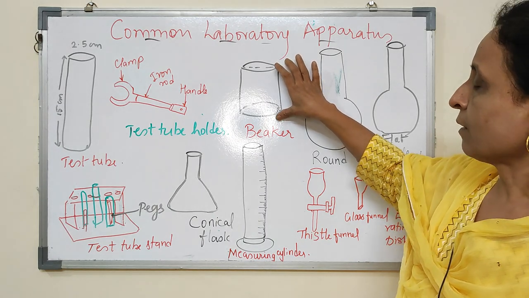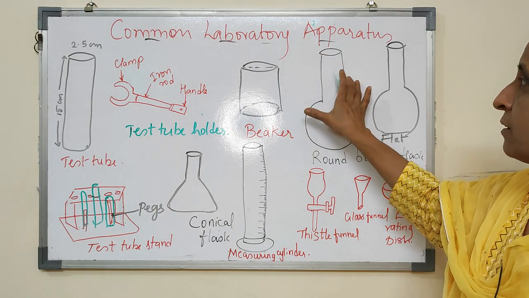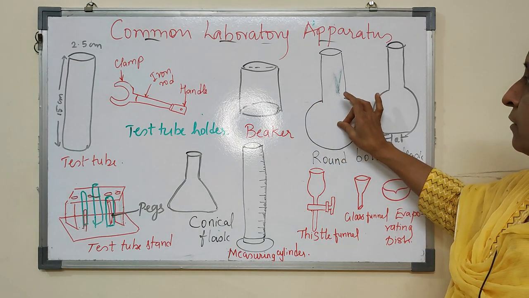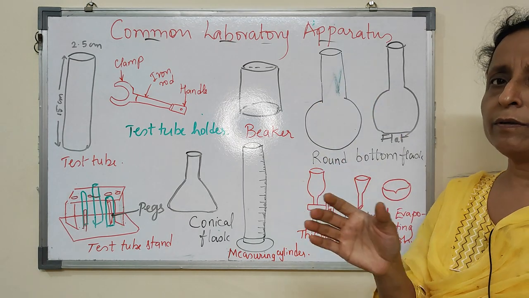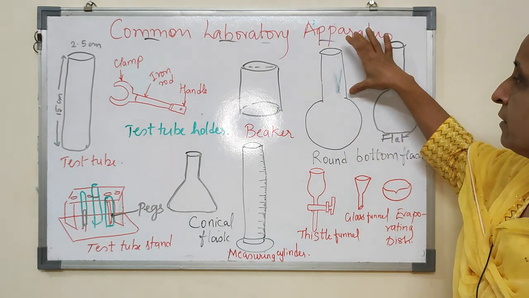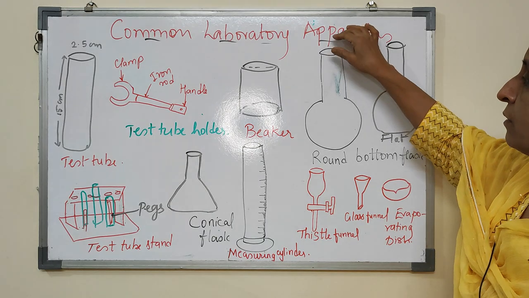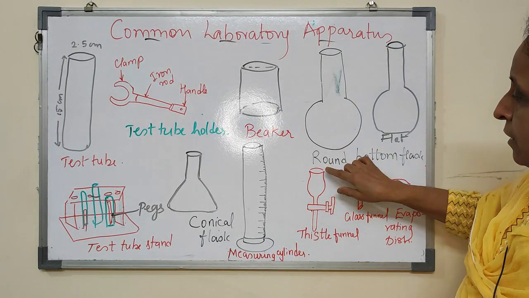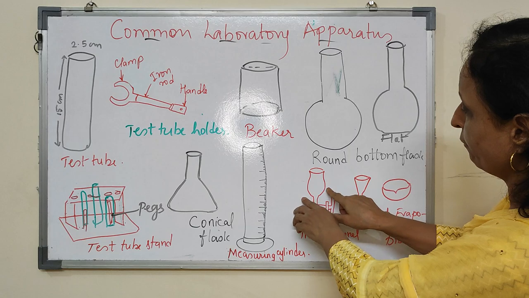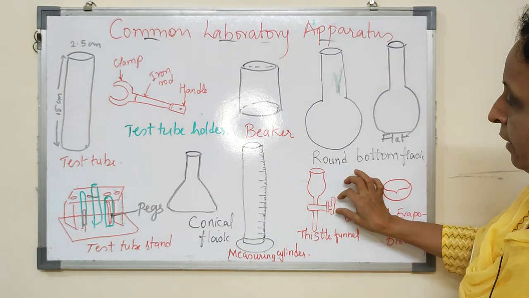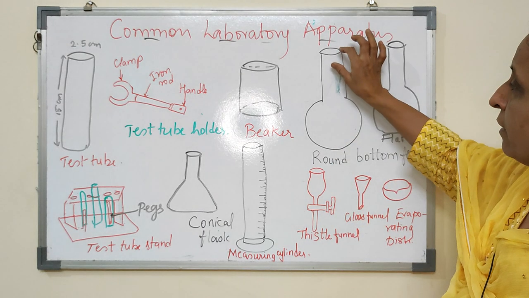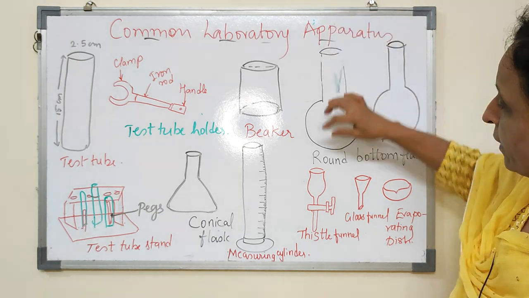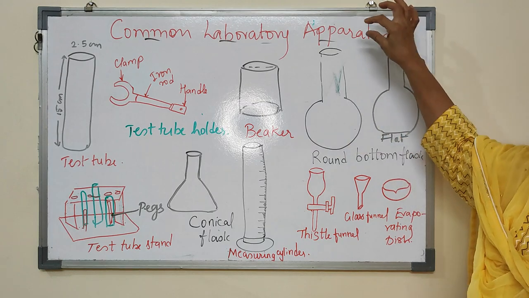This is a beaker. And then the round bottom flask, which has got a round bottom. In some experiments you have to use a round bottom flask, and it won't be able to stand by itself. It has to be held by a stand, and then you put a cork and a thistle funnel. The thistle funnel is the funnel by which you put the chemicals in. It will be held by a clamp, and there might be a cork here, and you put the chemicals in the round bottom flask through the thistle funnel.